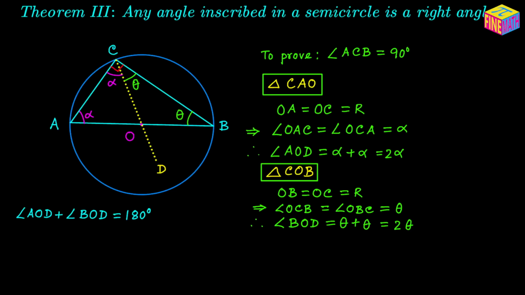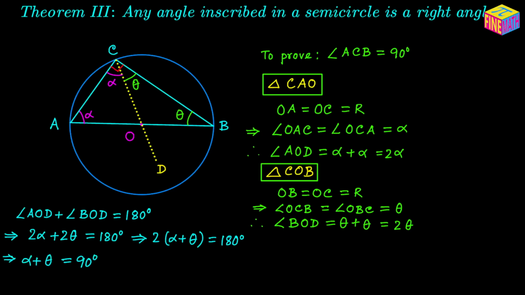Now what is angle AOD? Well, angle AOD is equal to 2 times alpha and angle BOD is equal to 2 times theta. So in place of angle AOD and angle BOD, I have written 2 times alpha and 2 times theta, and their sum is equal to 180 degrees. And from here, if we take 2 as a common factor out, then it would be 2 times (alpha plus theta) is equal to 180 degrees. And from here, if we divide both sides by 2, we are going to get alpha plus theta is equal to 90 degrees.